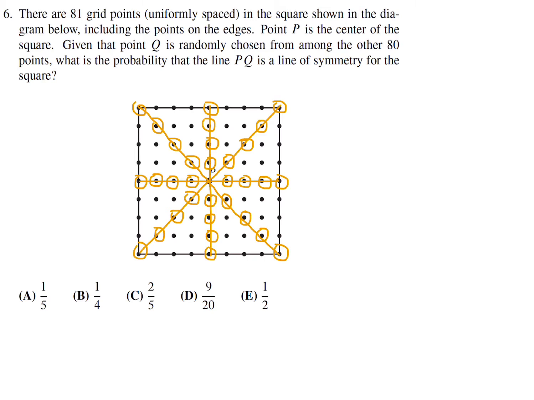Okay, so in total, 32 of the 80 can be chosen so that the line PQ is a line of symmetry. So in lowest terms, this is divide top and bottom by 16, and you would get 2 over 5. Number 6, the answer is C.